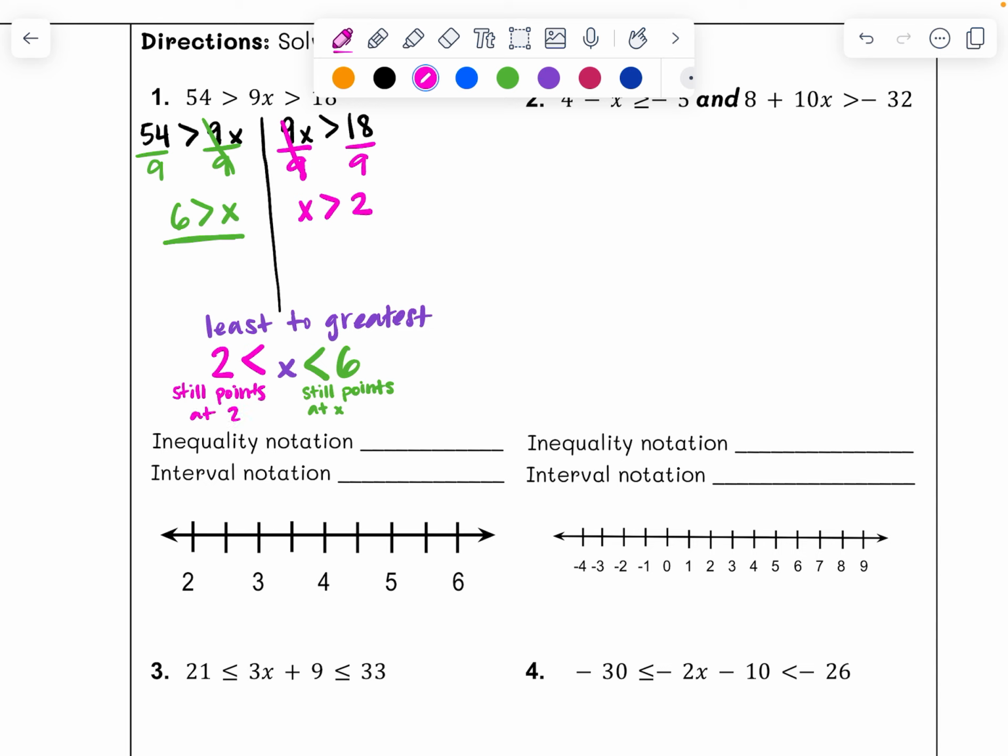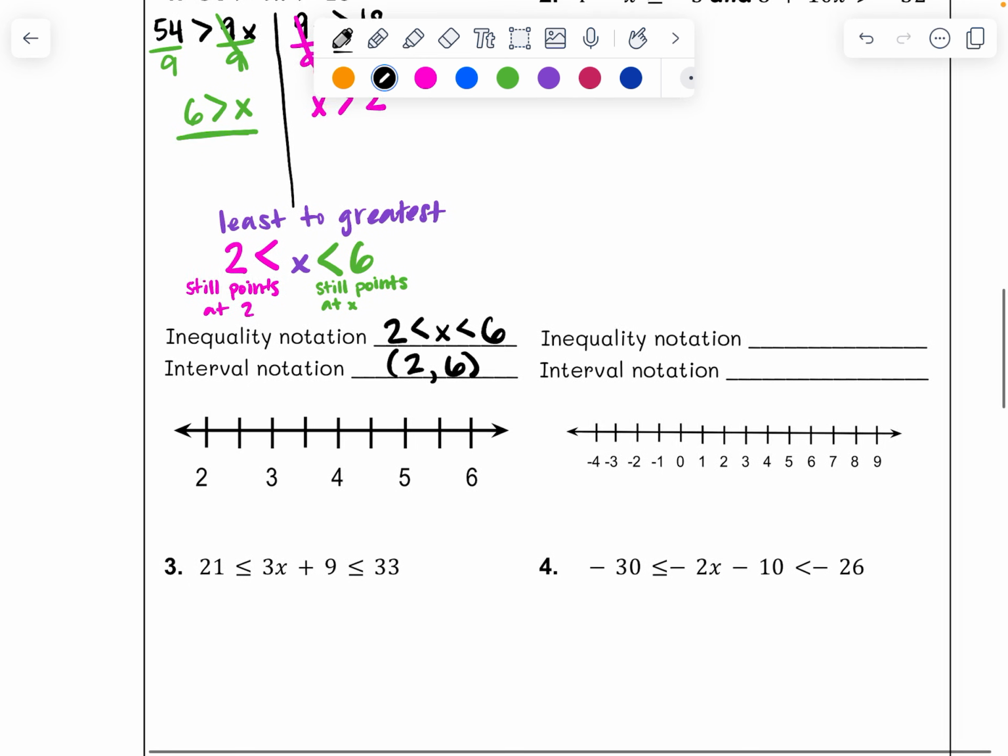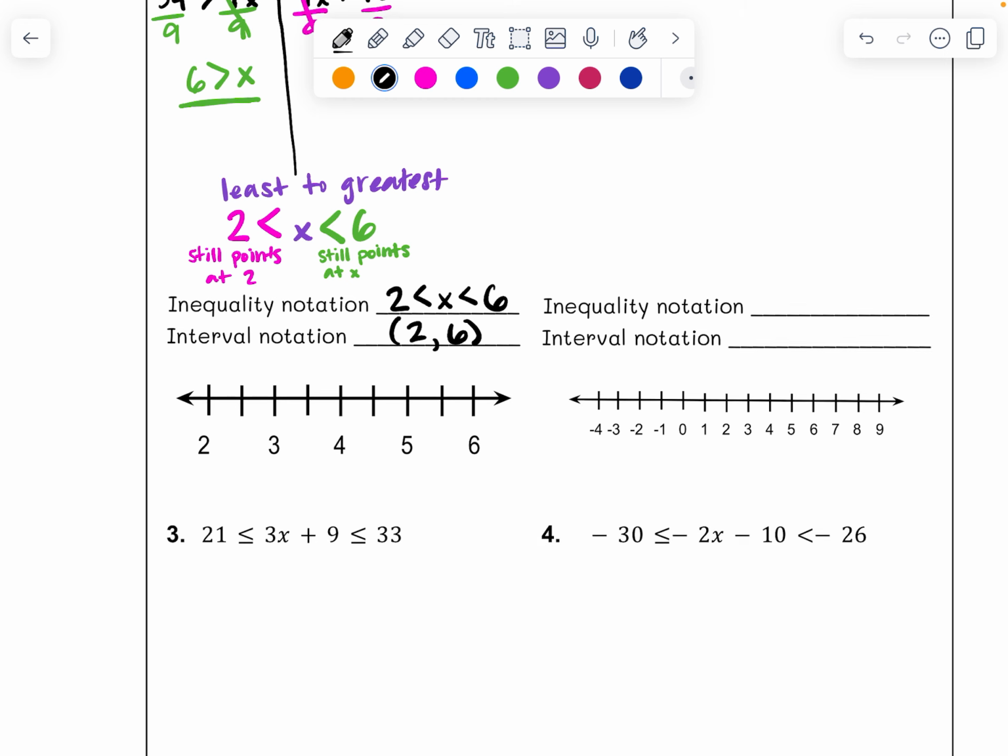So my inequality notation is 2 is less than x is less than 6. My interval notation will be parentheses 2, 6. And the graph of this compound inequality will be an open circle at 6, an open circle at 2, with a line connecting them.